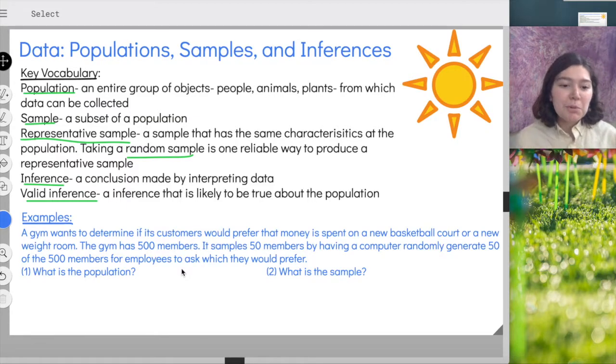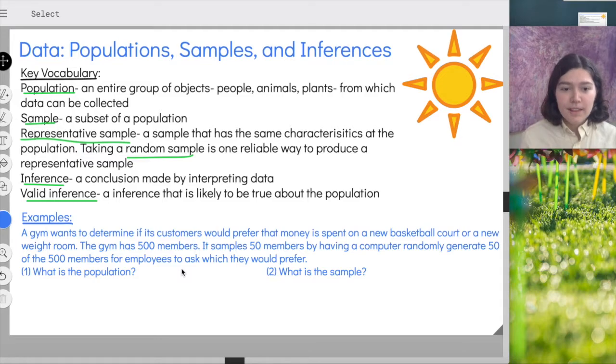Okay, so question number 1 is, what is the population in this situation? So the population in this situation is going to be all the people that belong to this gym, all the members of the gym. So take a look at the question again. And tell me how many people are members of this gym?